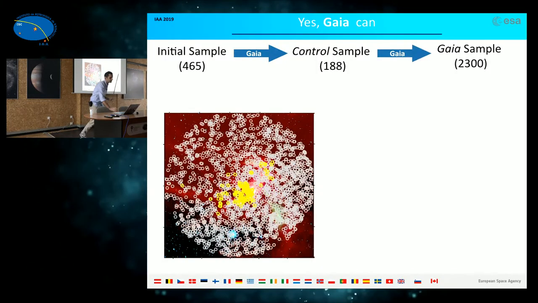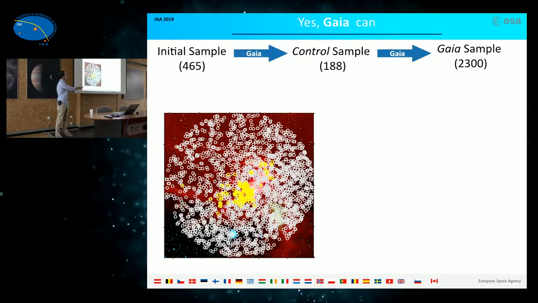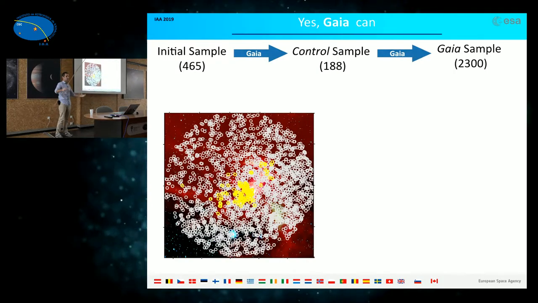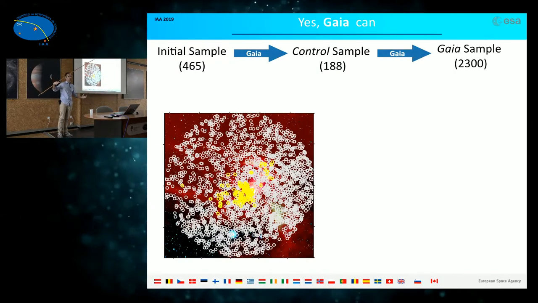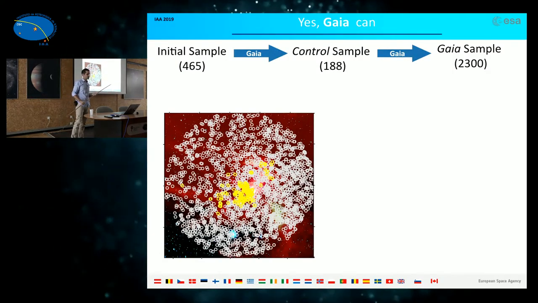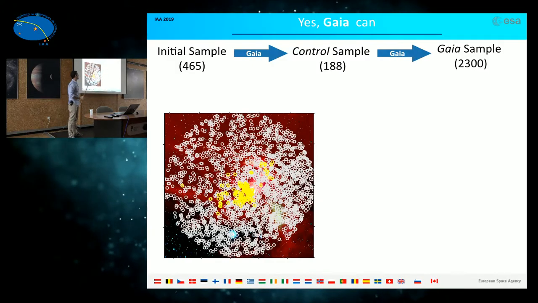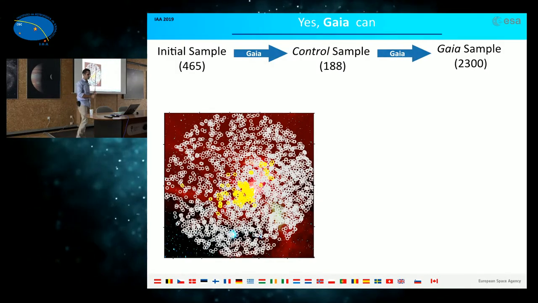I went to the Gaia archive and I said, okay, I want to download all the stars observed in a region that spatially encompassed my control sample, and I want to look at the properties of this sample. And this sample that I'm looking at contains 2,300 members. Excuse me. Yes?